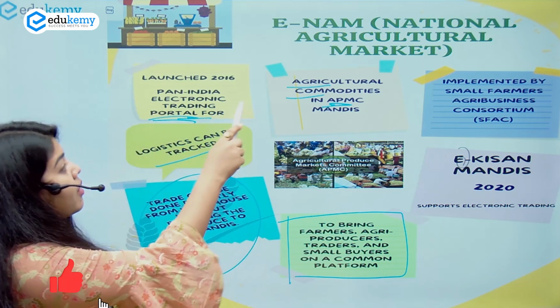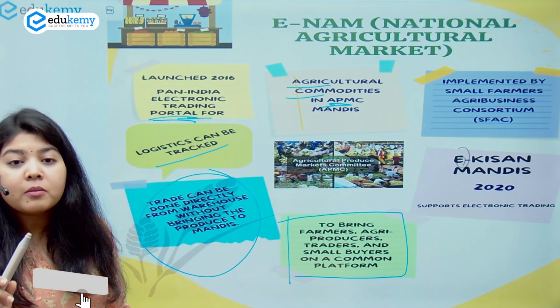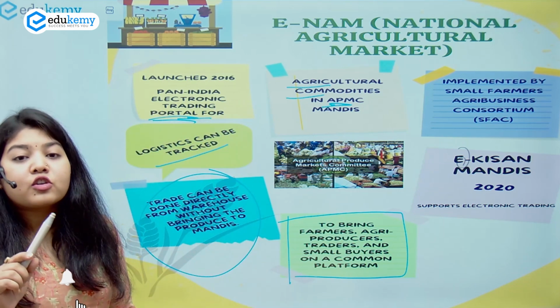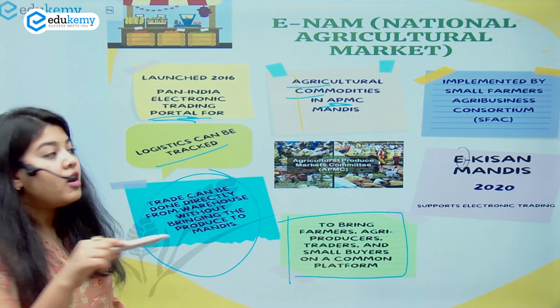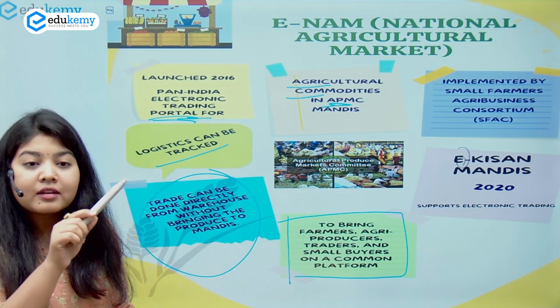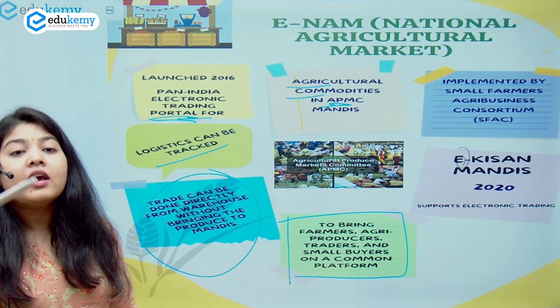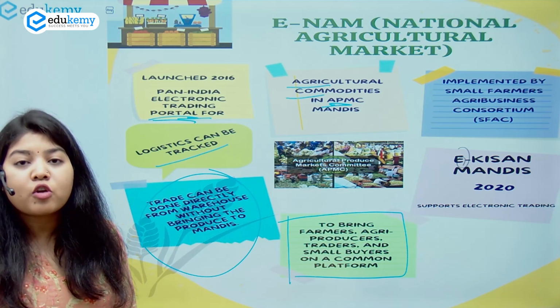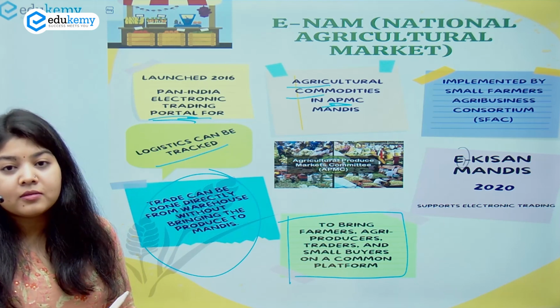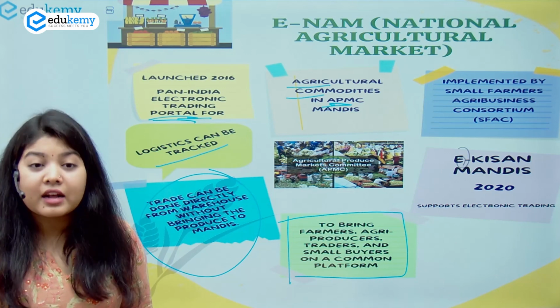So e-Naam, which is the National Agricultural Market, promotes an electronic trading portal for agricultural produce, reduces the burden of bringing the grain from the warehouse to the mandis, and brings all of the players involved in the sale and purchase of agricultural produce to one place. So these were our agricultural schemes.